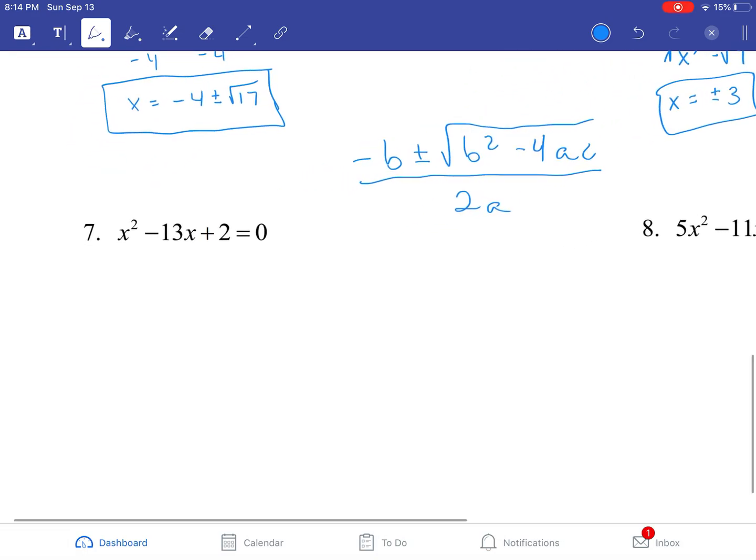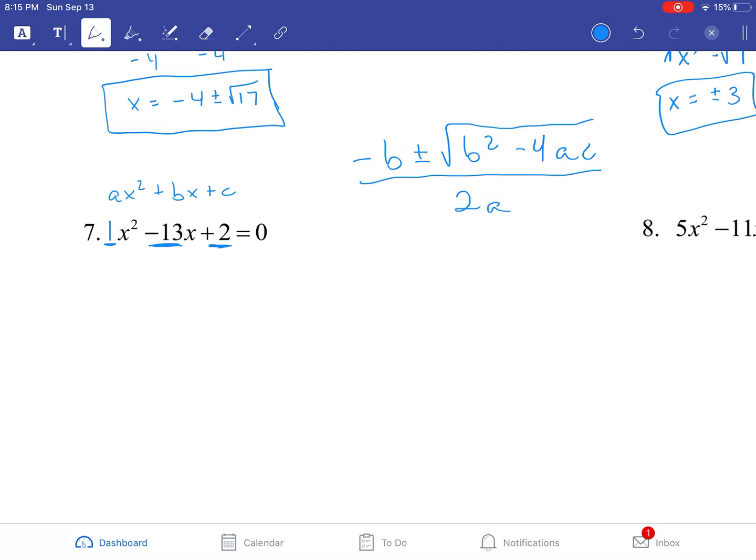So, quick reminder. Quadratic equations in standard form are ax squared plus bx plus c. So the number in front of this is the a, negative 13 is the b, and the 2 is the c. The number in front of the x squared term, if you're not sure, is a 1. So we're going to put all these values into our formula.